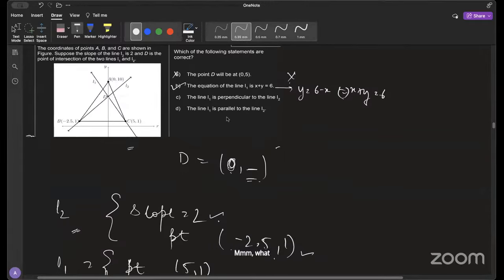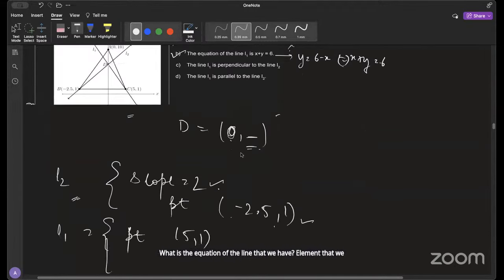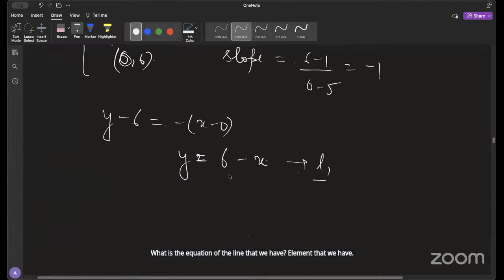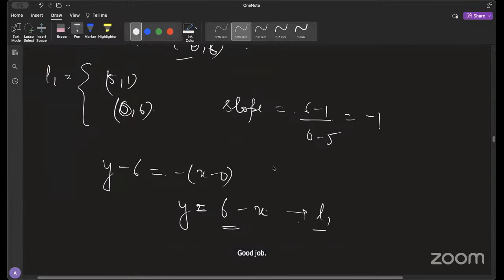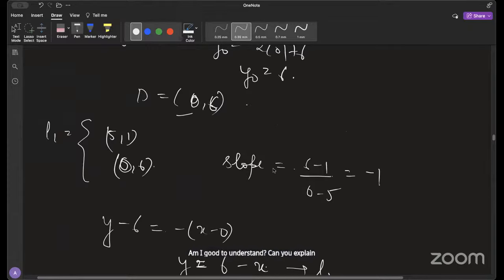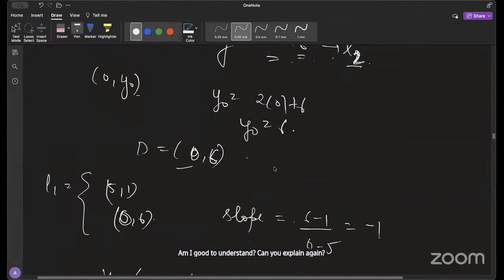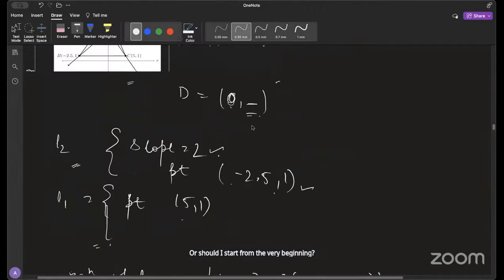What is the equation of the line L1 that we have? We found this at the end, right? y equals 6 minus x. Ma'am, I don't understand. Can you explain again? Which part did you not understand? Or should I start from the very beginning?